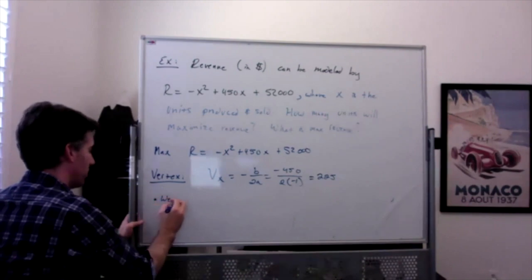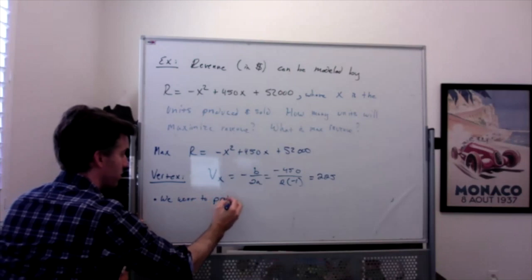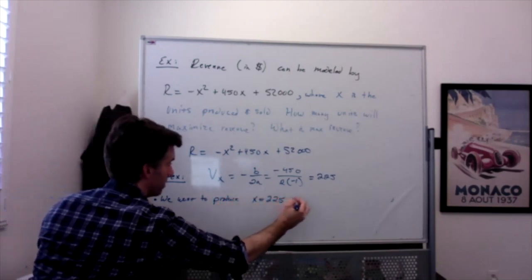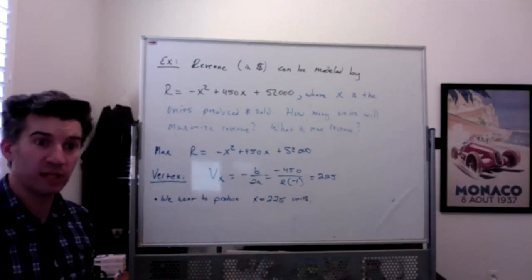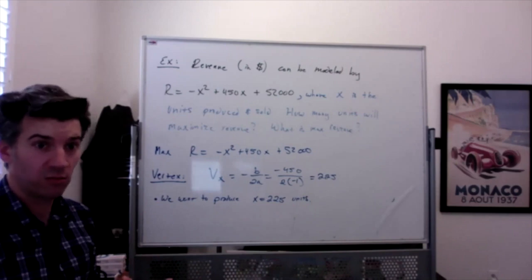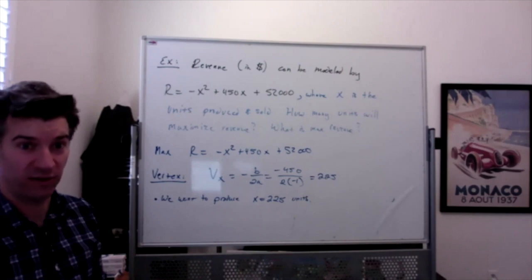so we want to produce x equal to 225 units. That is the number of units we need to produce that will maximize the revenue. What is that revenue? I don't know. We have to plug in x equal to 225 to figure it out.